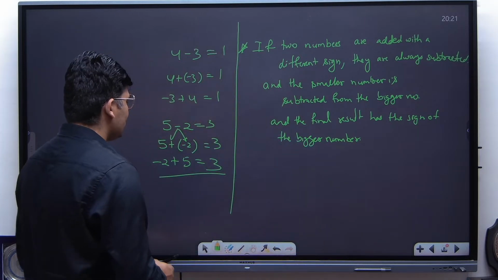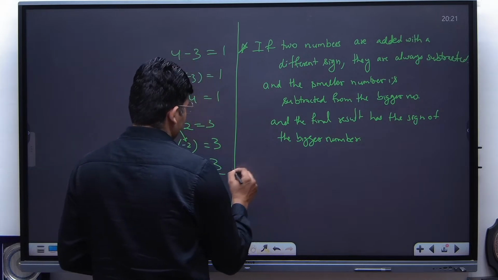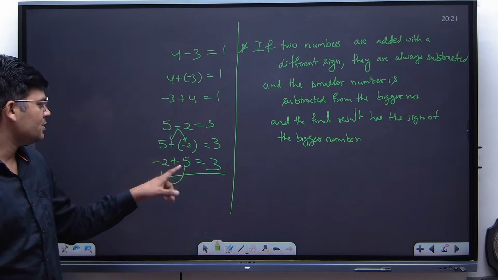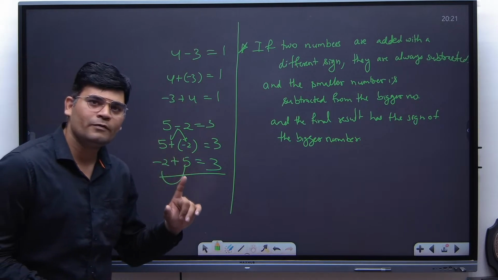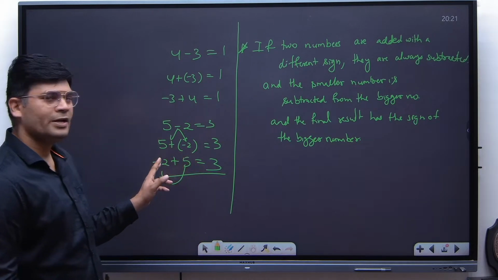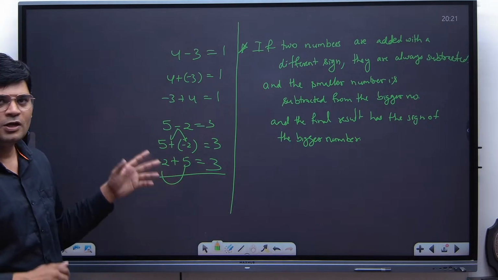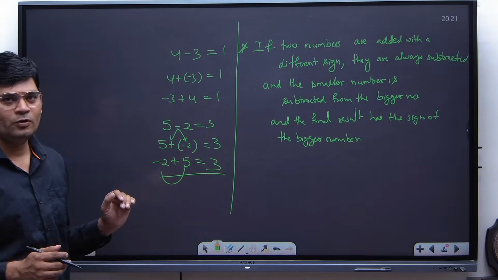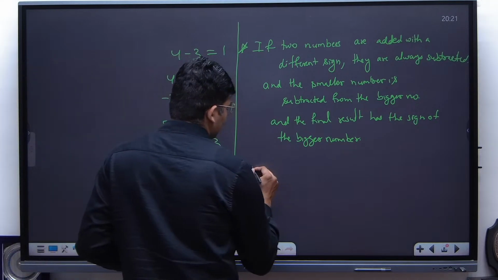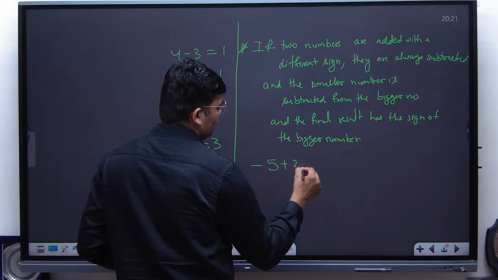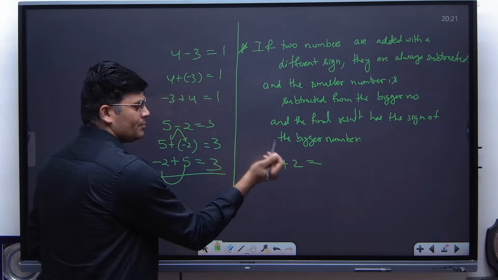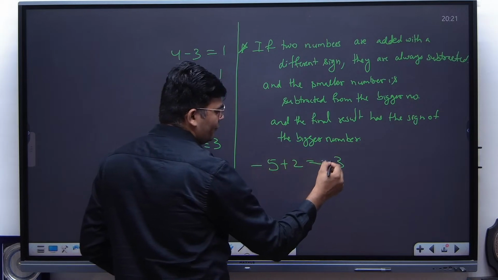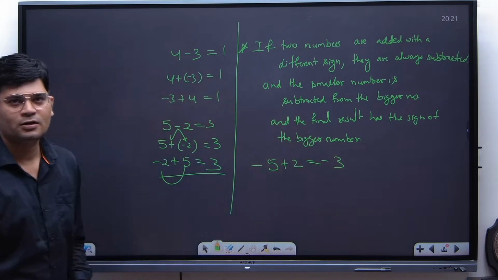Let us take some examples. In these two cases, two numbers are having different sign, so you will always subtract. You will always subtract 5 minus 2 without thinking, and then you will write the sign of 5. Tell me, what is minus 5 plus 2? Opposite sign, subtraction. 5 minus 2, 3. What is the sign of 5? Negative, so negative 3.